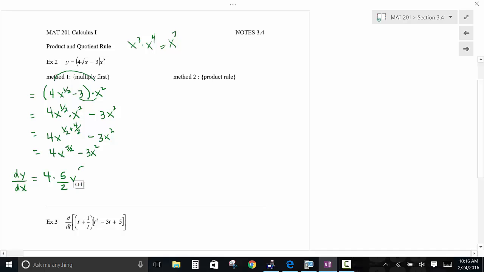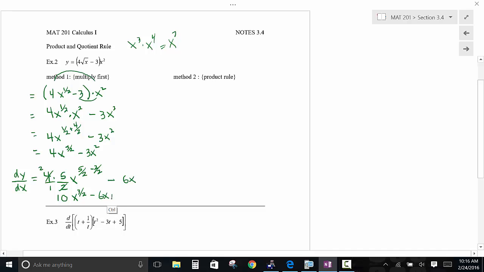Okay, then you're going to subtract 1 from the exponent. So when I subtract 1, I'm going to do 2 over 2, like that. And then the derivative of 3x to the second, what is that? That's 6x. You can do that one in your head. Okay, so now if you put the 4 over 1, the 4 over 2 reduces to 2. So that looks like that's going to be 10x to the 3/2 minus 6x.